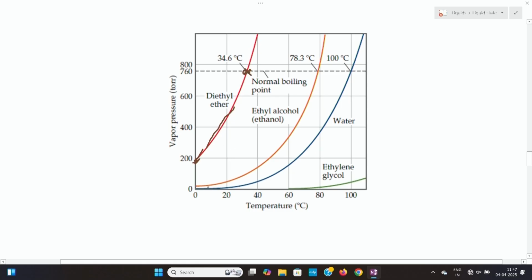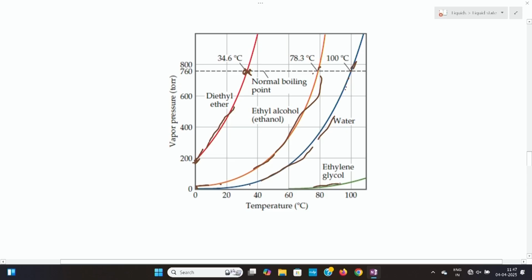And if we look here at ethanol, as the temperature increases, the vapor pressure also increases, and 78.3 degrees Celsius is the normal boiling point of ethanol. In the case of water also, as the temperature increases, the vapor pressure also increases, and the boiling point of water is 100 degrees Celsius.